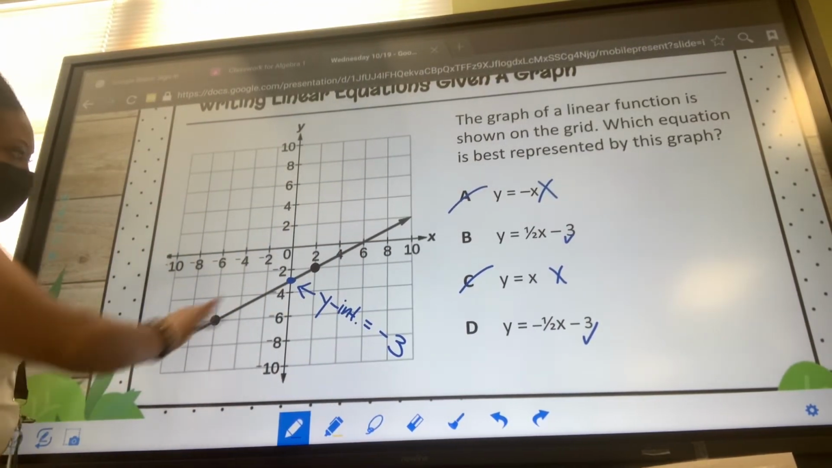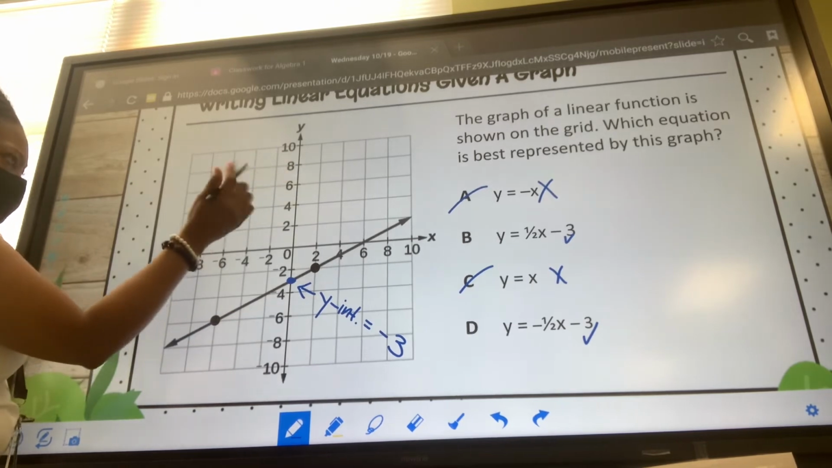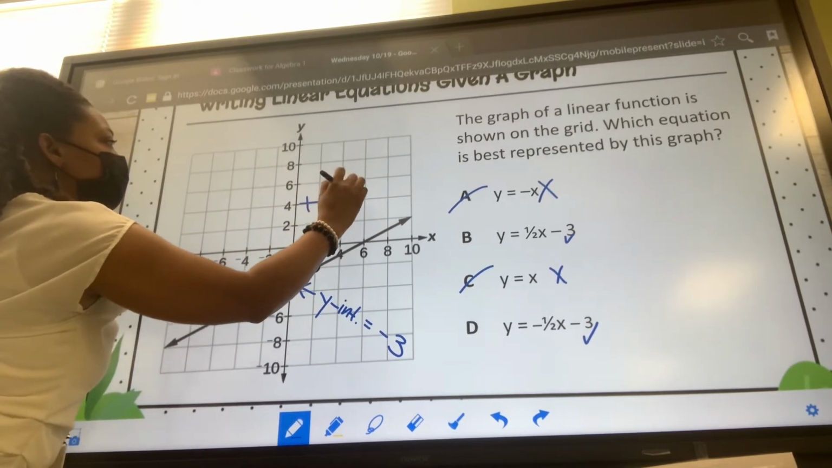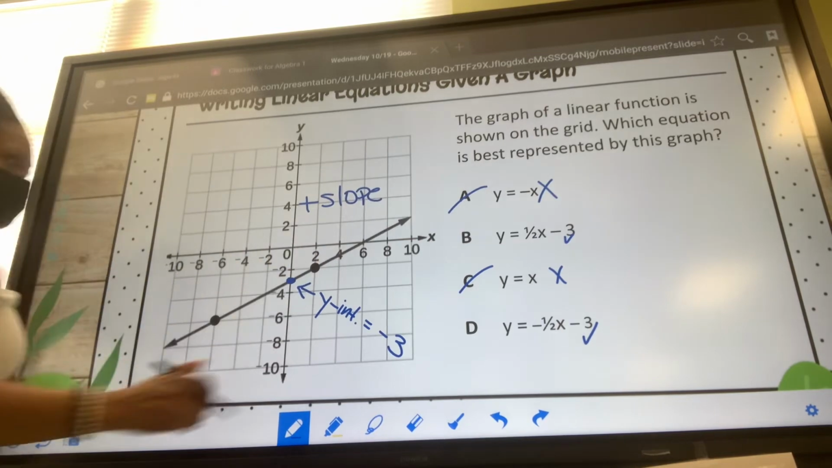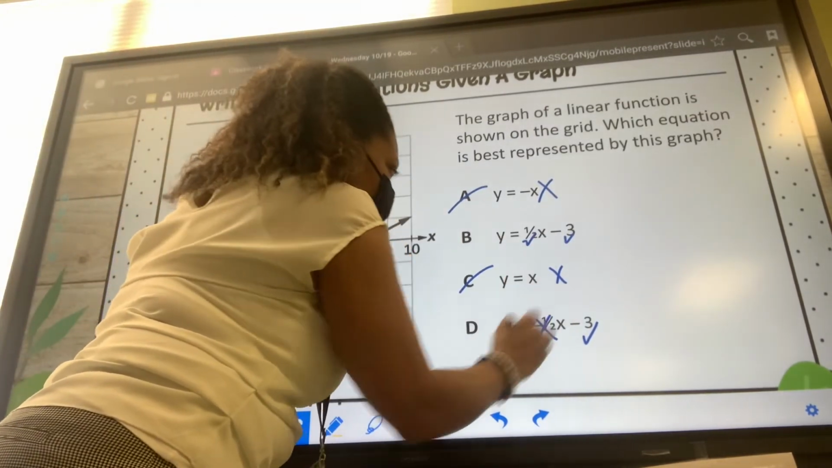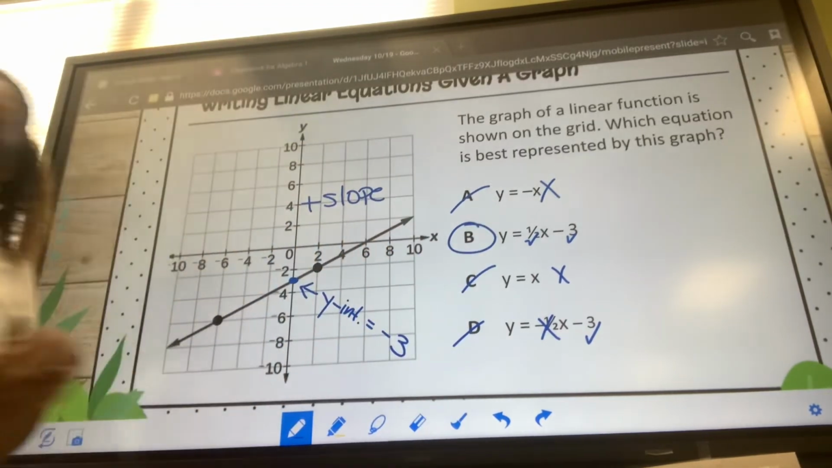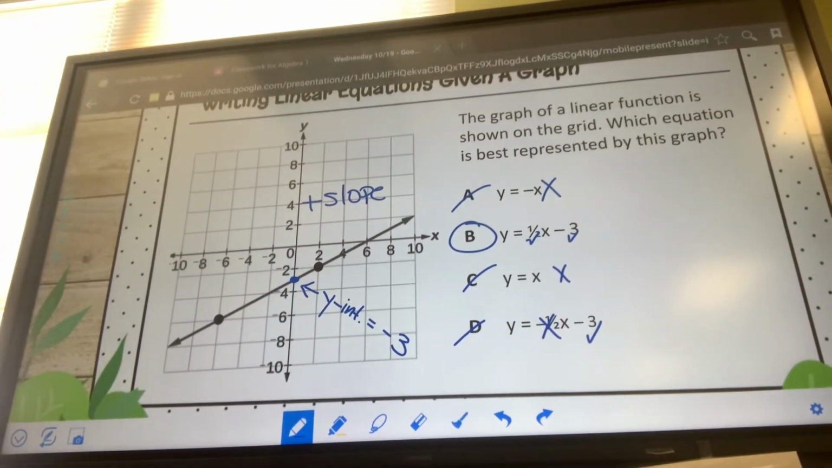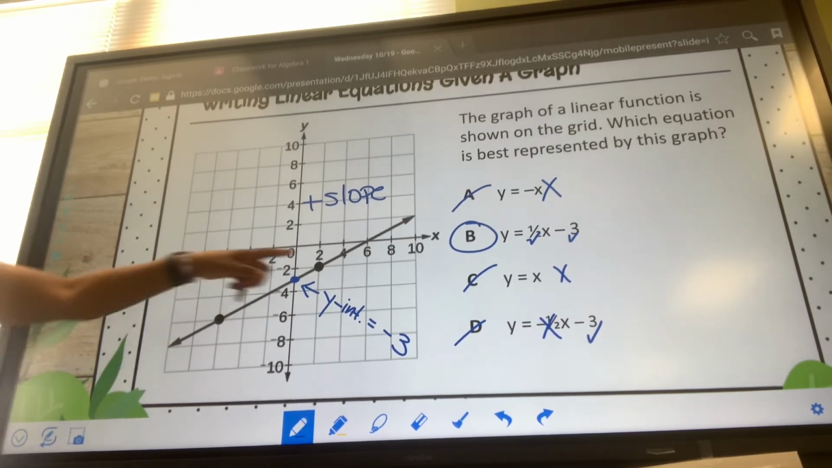Slope. Let me look at this line. This line is going like this. It's a positive slope to me. Well, let me check to see if it's one positive, the other negative. Yeah, that's positive, but that's negative. I really didn't even have to calculate the slope, but I can calculate the slope if I need to, because I got 2 points, don't I?